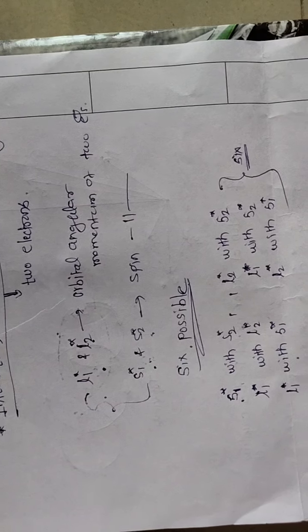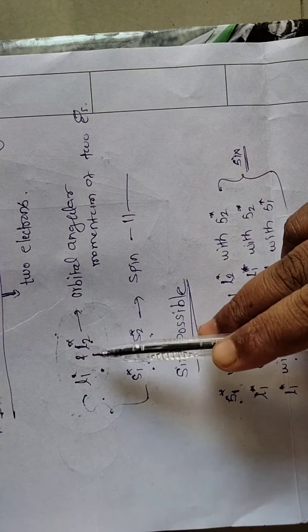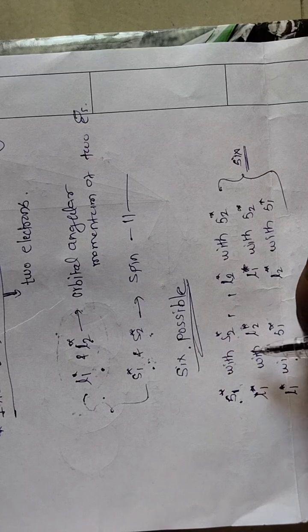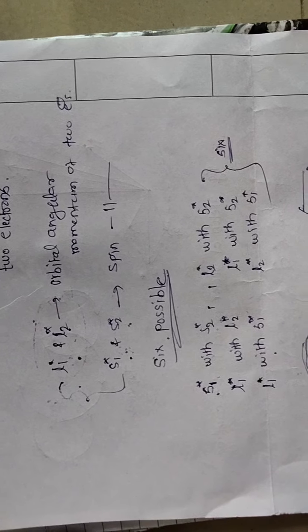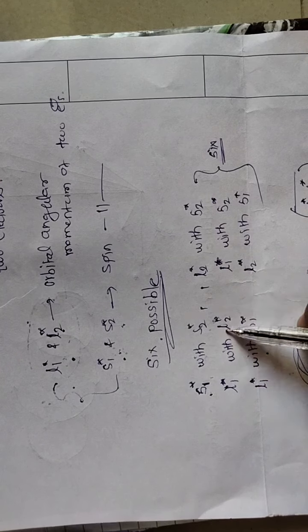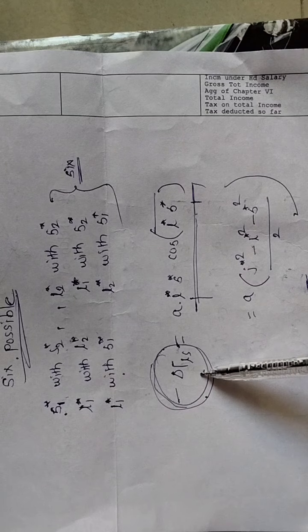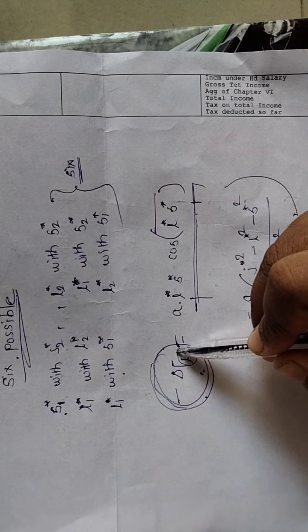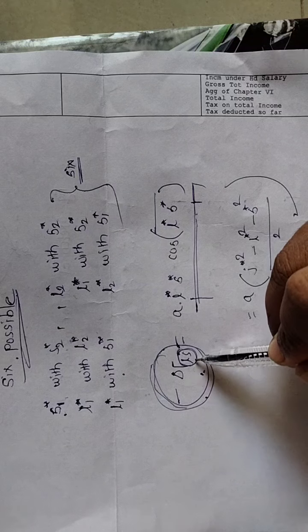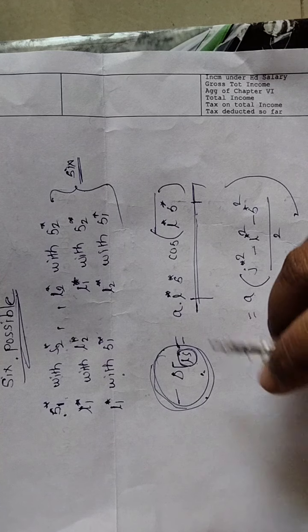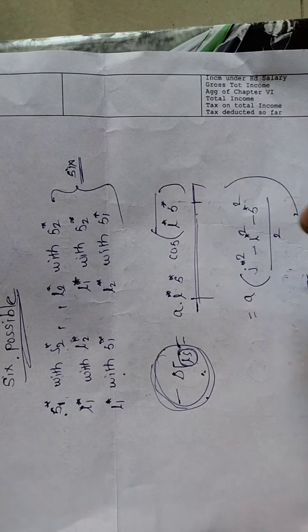Due to these four angular momenta, there would be six possible interactions. We have considered these six possible interactions. After that we calculated the spin orbit interaction energies in LS coupling. Here we have considered the spin orbit interaction, L and S. This is the value of the spin orbit interaction energy.